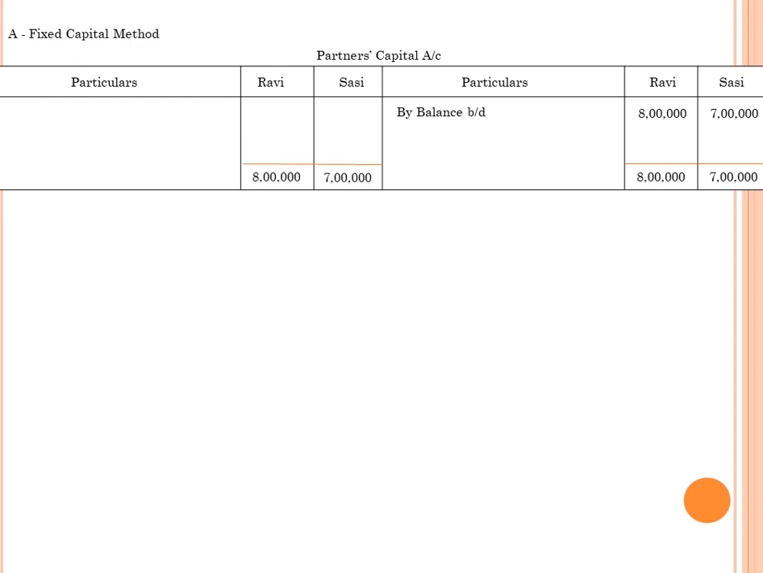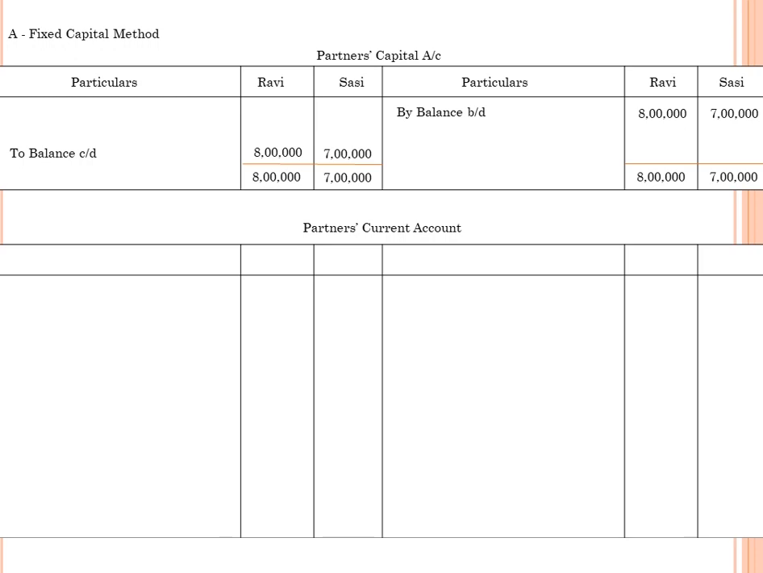On the debit side, put the same value, 8 lakhs and 7 lakhs. Find the balancing figure. That balance we call the closing capital, 8 lakhs and 7 lakhs for Ravi and Sasi. Now we move on to the partner's current account. The same, here also divide into 6 columns: particulars, Ravi and Sasi on the debit side, and the credit side also particulars, Ravi and Sasi. On the credit side, start with the opening balance of current account, by balance brought down. The information is not given.